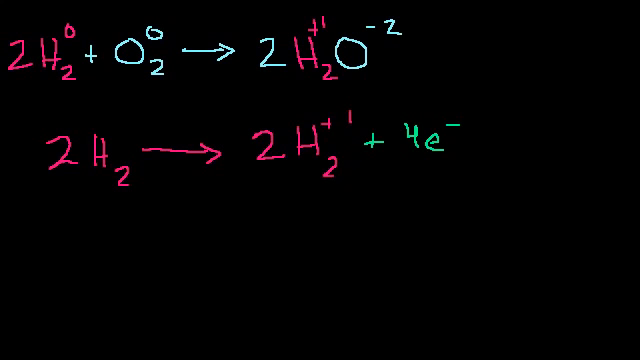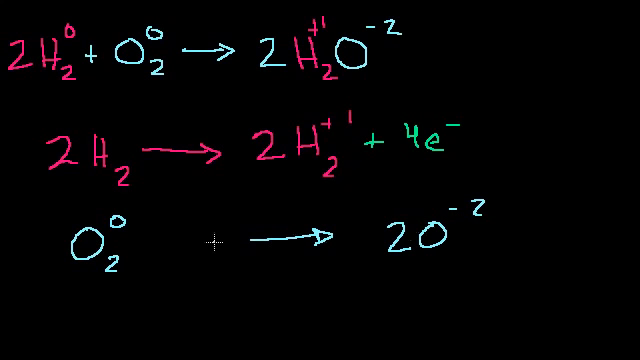Now, let's do the same thing for our oxygen. We have some oxygen here. On the left-hand side, it has a neutral oxidation state. And then we end up with 2 oxygens on the right-hand side. I'll write it like this, 2O, each with a -2 oxidation state. So each of these oxygens must have gotten 2 electrons. So it got 2 electrons each, or it gained 4 electrons.